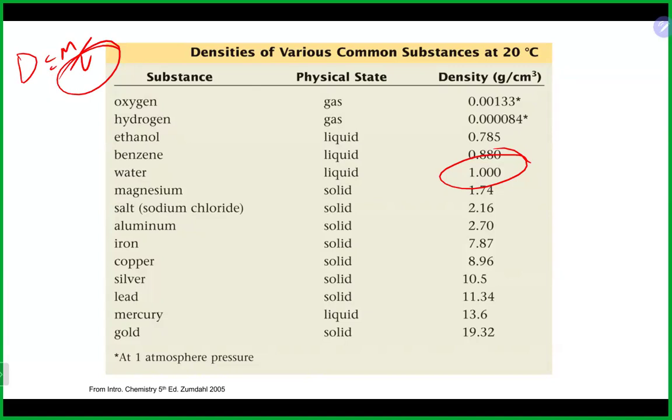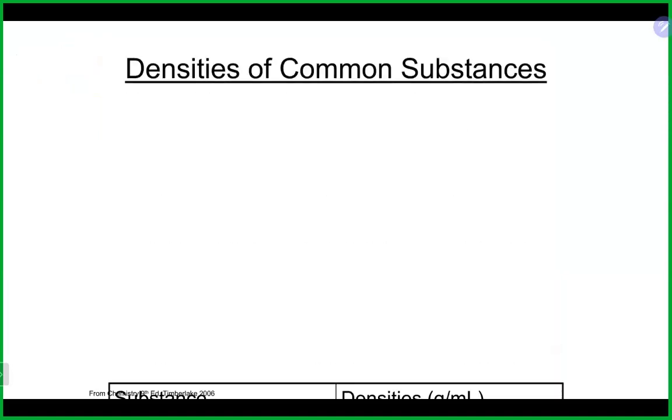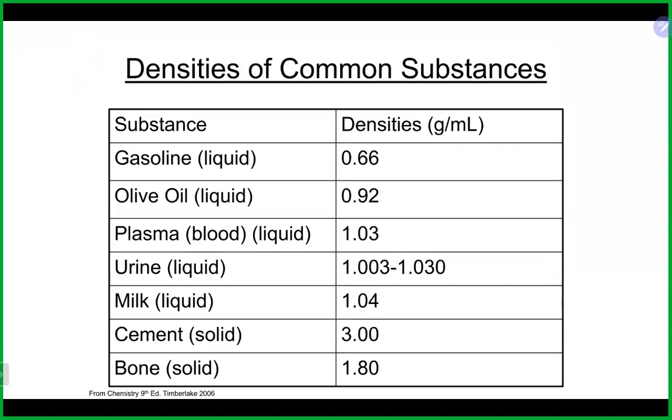We actually end up with a smaller volume for ice than it is for liquid water. And that's an unusual characteristic of a substance. Most of the time, it is the solid version that is more dense than the liquid version as well. So everything here is going to sink in water, right? Everything here is going to float in water. Here's some other density values as well.